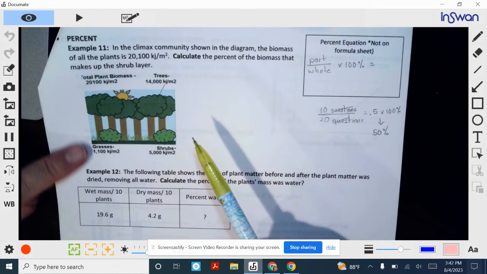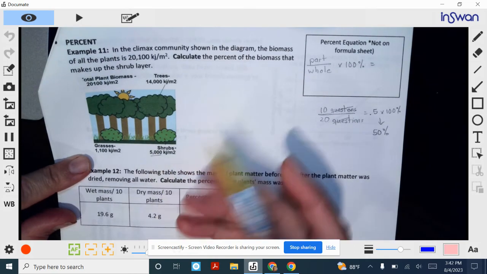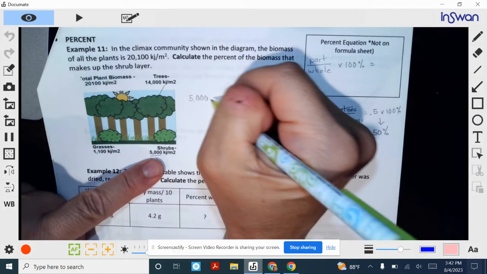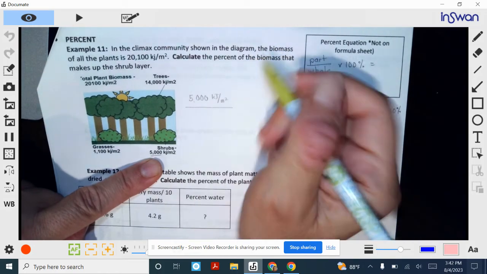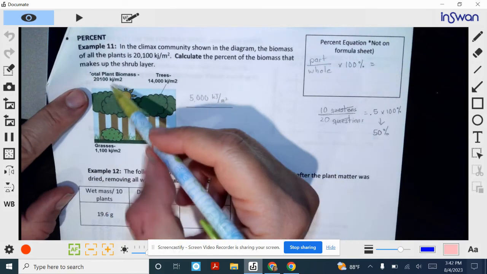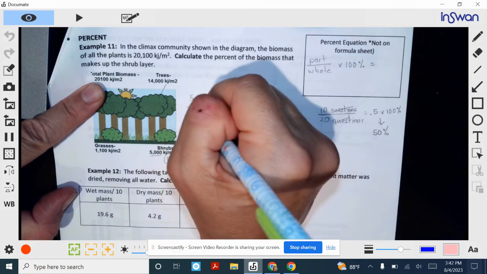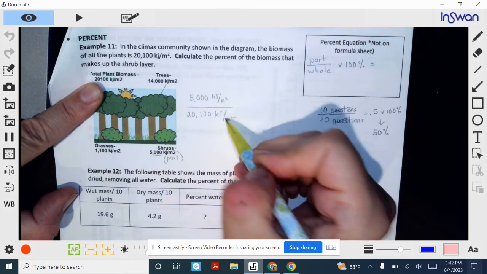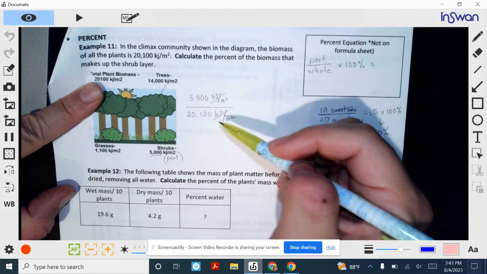So it says, what percent is the shrub layer? So that number is the part. So we're going to have 5,000, and keep those units, kilojoules per meter squared. So that's the part. It's a smaller number there. Divided by the total, the whole, is 20,000. So let's write 20,100 kilojoules per meter squared. Notice my units are going to cancel here. Okay, so we're doing it right. Percent, the units high and low are going to be exactly the same.